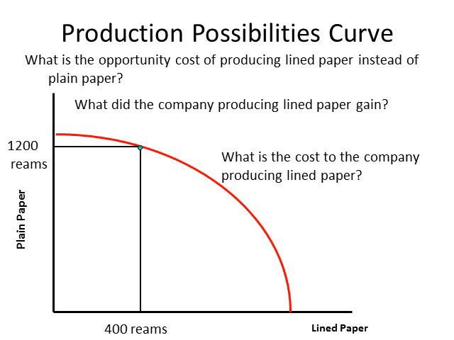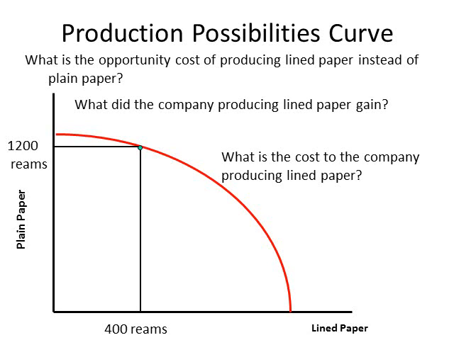Let's look at the production possibilities curve of a paper mill that produces both lined paper and plain paper. Notice we're interested at the point where the company produces 1,200 reams of plain paper and 400 reams of lined paper. The question we're asking is, what is the opportunity cost of producing lined paper instead of plain paper?